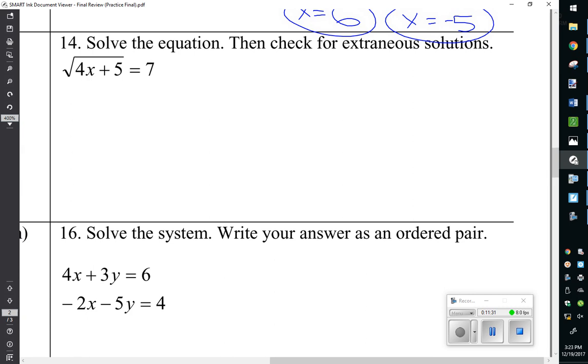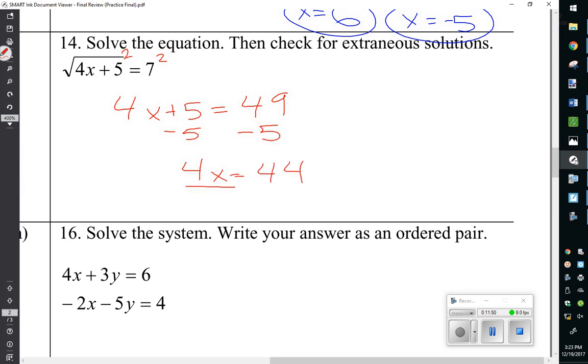Number 14, we are solving here. So first thing I want to do is get rid of that square root. So I'm going to square both sides. 4x plus 5 equals 49. Minus 5. Minus 5. 4x equals 44. Divide by 4. Divide by 4. X is 11. It's going to work. I had no negative numbers that I squared in that polynomial or in that solution, so x equals 11 is going to be an answer.